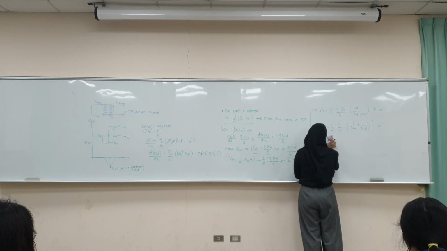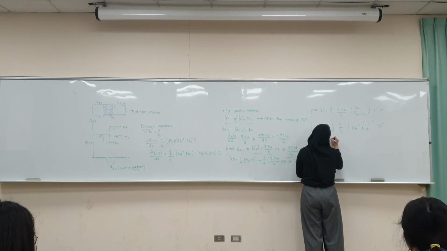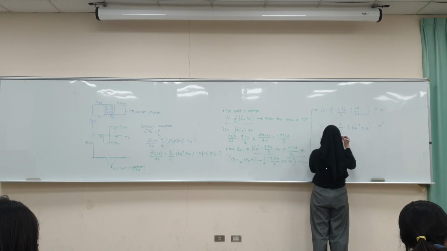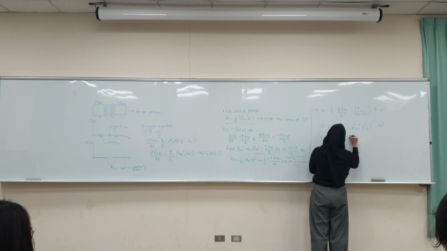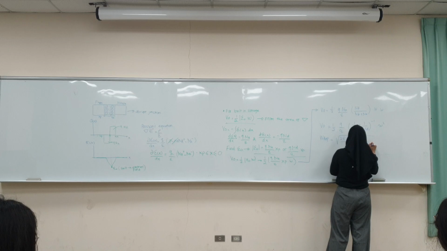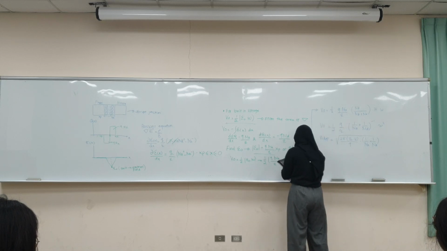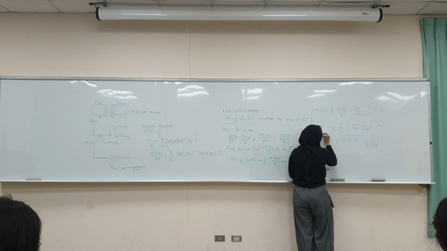Extract, and then we want to know how much is W, the width of the depletion layer. We need to put it outside and then the equation will become like this. So this is the basic equation of the depletion region.